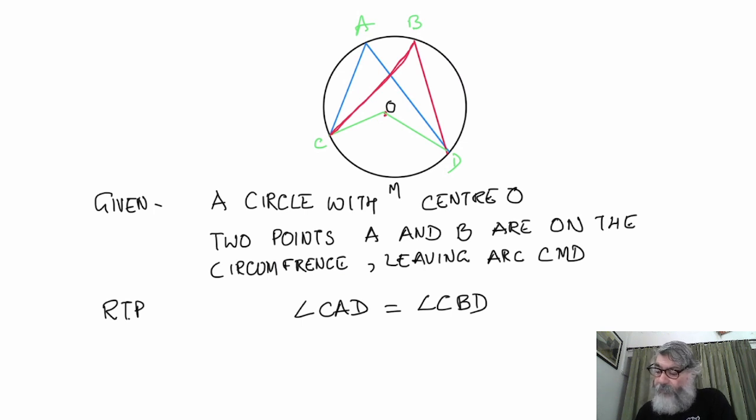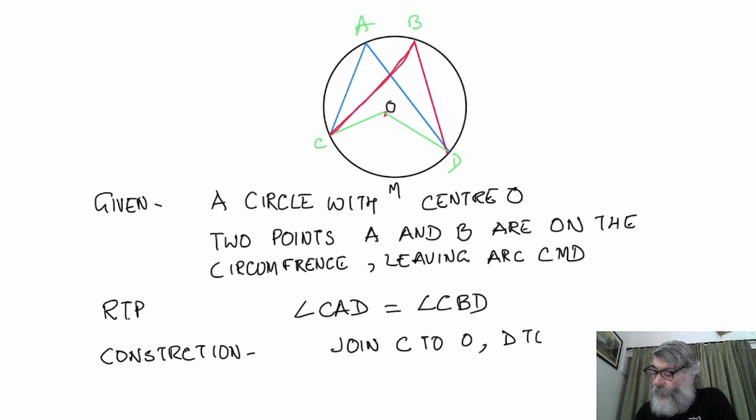Now, the construction I can do. Construction: join C to O and D to O. This is the construction. Now the proof part. Now let us see the proof part of this theorem.